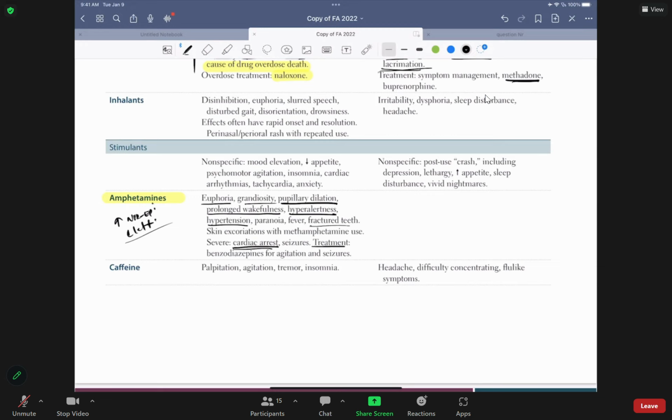Now, treatment: benzodiazepine for agitation and seizure. That's all it is. So that's amphetamines, folks. And you could literally tell cocaine intoxication will be the same thing. Why? What does cocaine do? Increase norepinephrine in the cleft. Is that clear, folks? That's exactly the same.